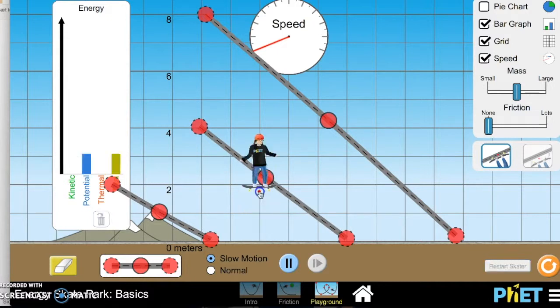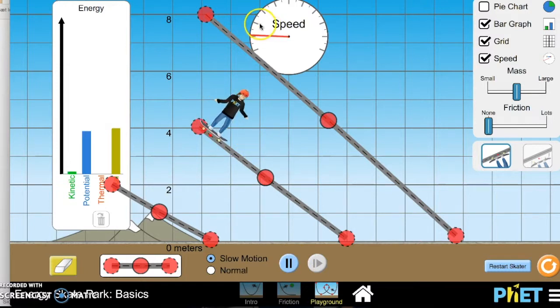So if I want to double my speed, I just need to get to double the height, right? So potential energy up here, we take it to 4 meters and let him drop. See how much it comes. It needs to go all the way over here.